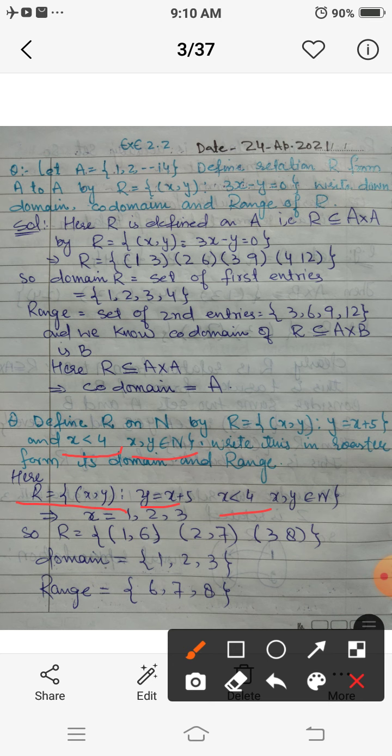When we put x equals 1, we get y equals 6. When x equals 2, y is 7. When x equals 3, y is 8. So this is the tabular form of this very relation. Domain means the set of first entries, which is 1 2 3, and range equals 6 7 8, the set of second entries. Now its codomain is simply N, because here R is a subset of N cross N.